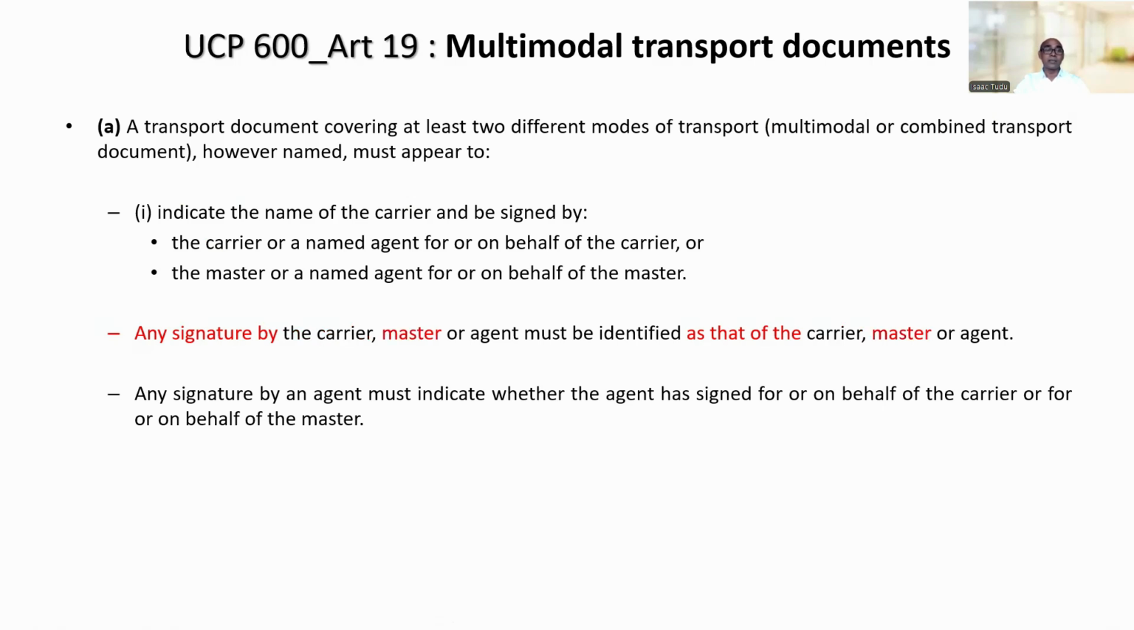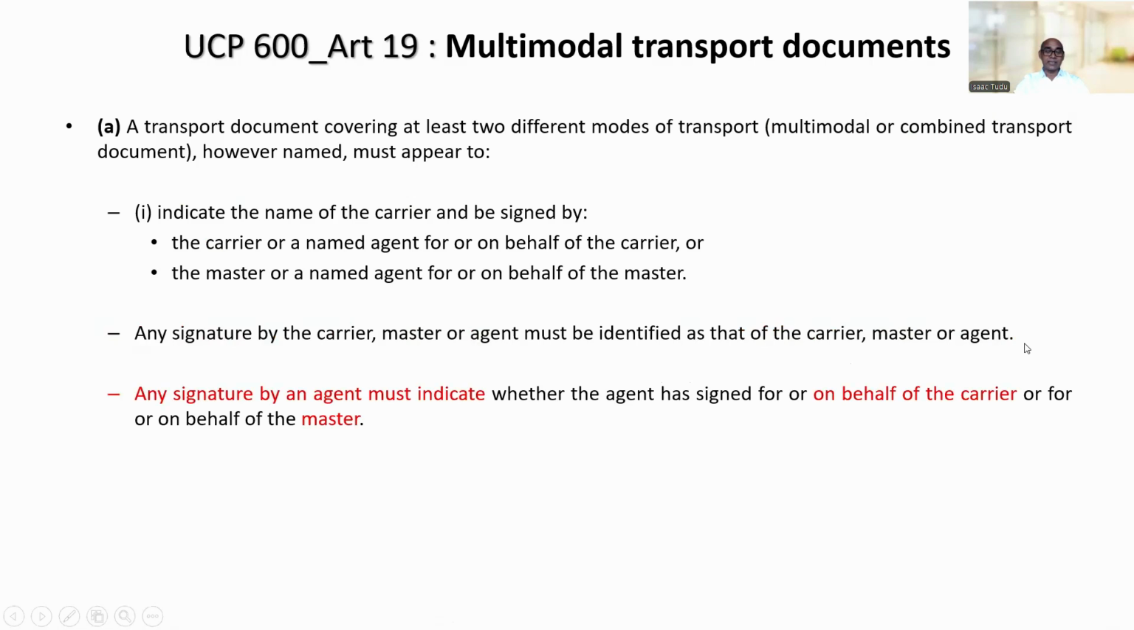What about master? Any signature by master must be identified as that of the master. Fine. This article provides that transport document may be signed by or on behalf of the master, captain of the vessel, and the signature by the master must be identified as that of the master or captain of the vessel, right? Remember, name of the master or captain need not be there. Let us move forward. Any signature by the agent must be identified as that of the agent, right?